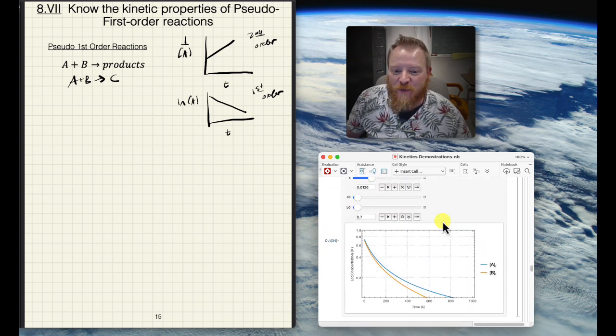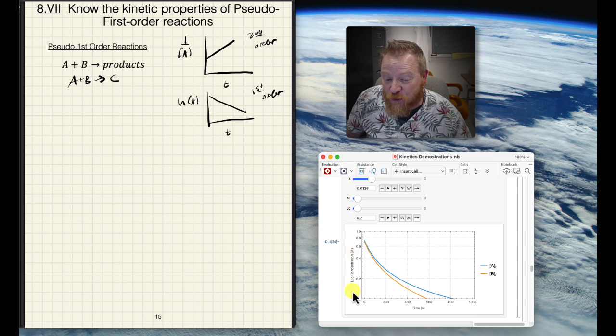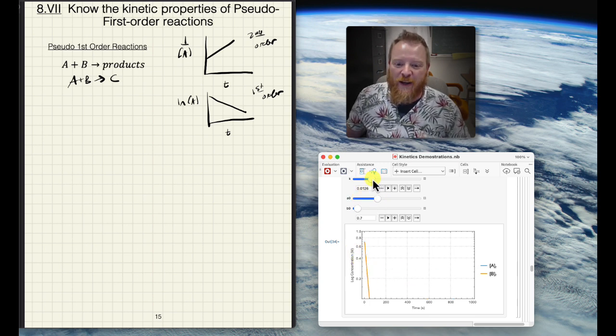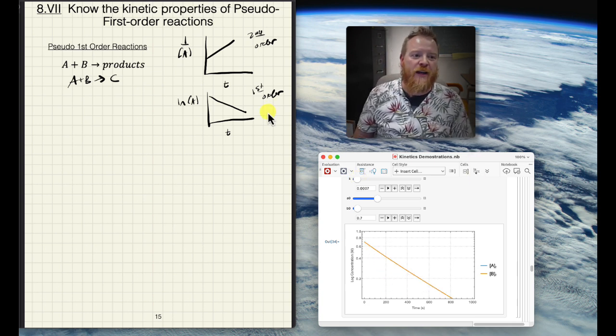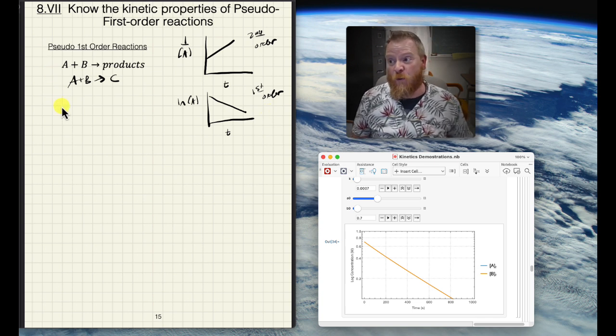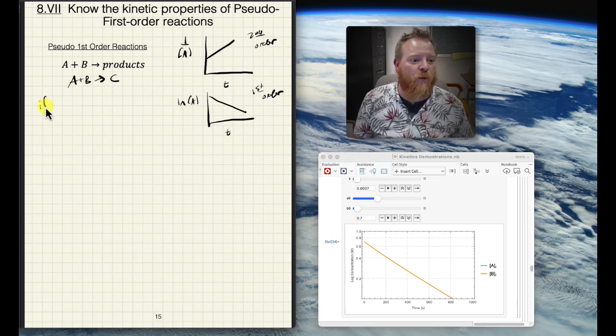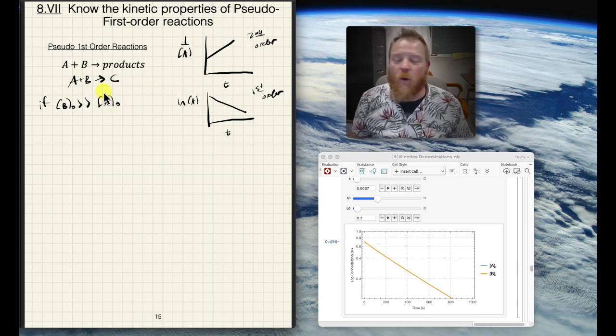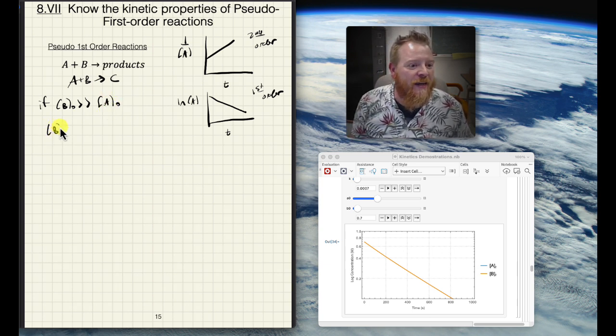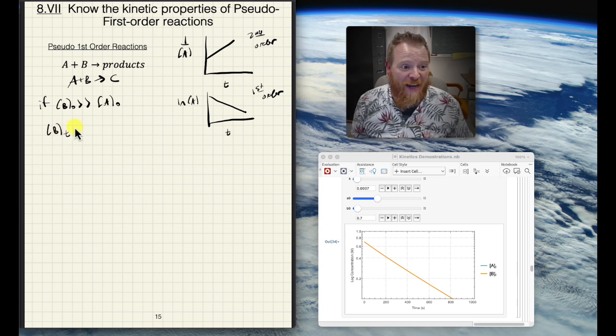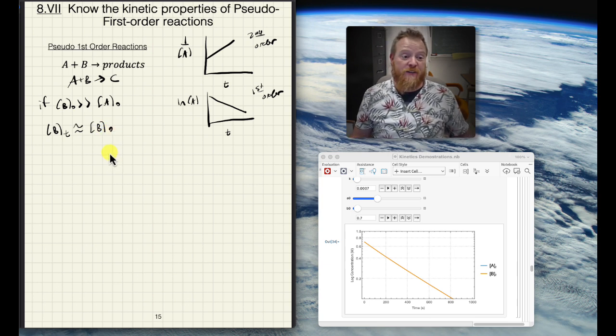And if I go back to this alleged first order case where I have natural log of concentration, if I make one in large excess, now look, it's actually following that straight line. So here we've come to the conclusion now, hopefully, of what makes a pseudo first order reaction. For a pseudo first order reaction, if let's say the initial B is much, much greater than A, then what that means is B at any time is basically equal to the initial B concentration.